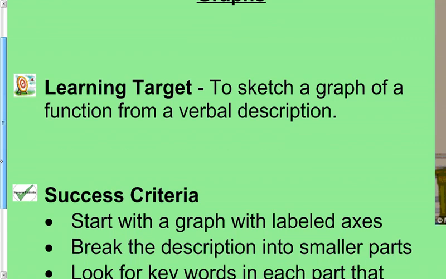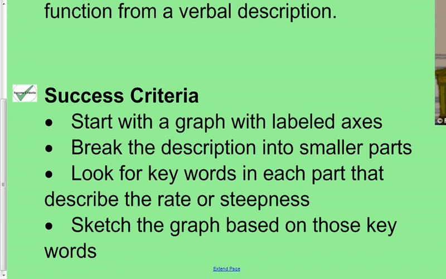Our success criteria revolves around how we can go about doing this. So start with a graph with labeled axes. It's really helpful when you're reading the situation. Obviously read it, but break the description into smaller parts. I'll explain what that means in a little bit. But if it's a whole long situation, break it into smaller parts so you can look for keywords and different ways where it might be steeper or less steep. And then go ahead and sketch those different parts.